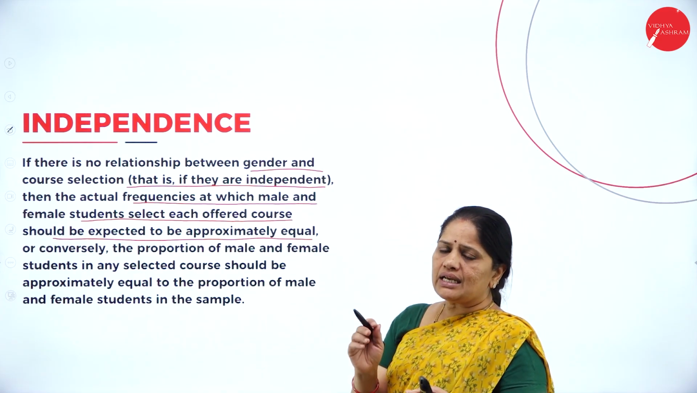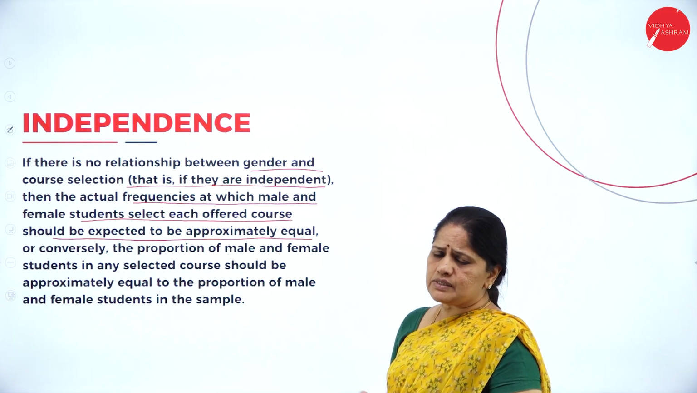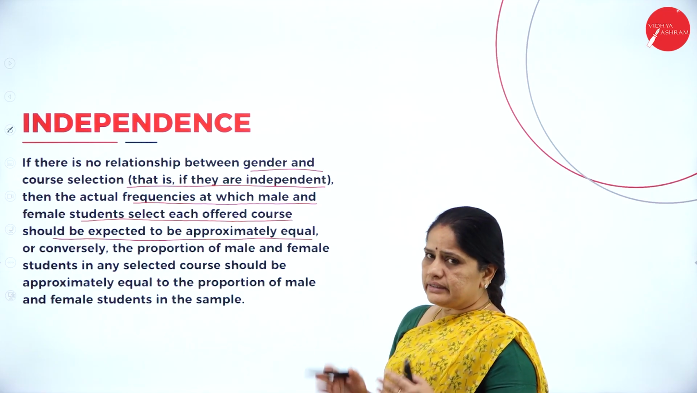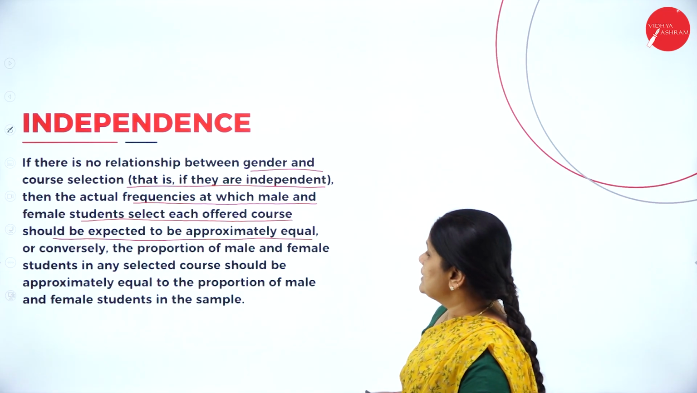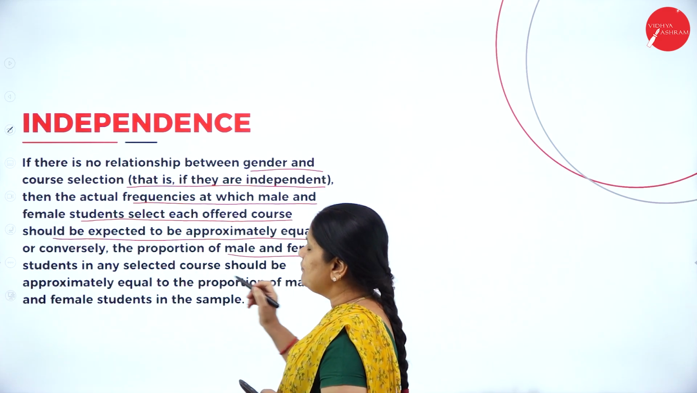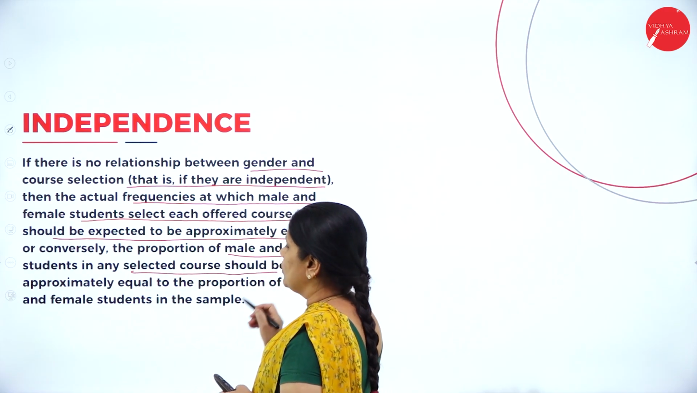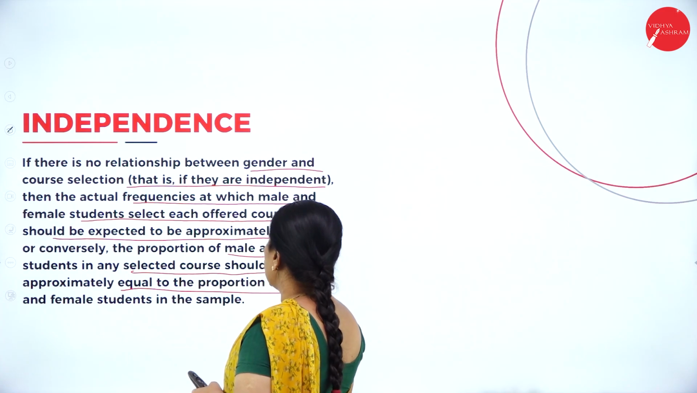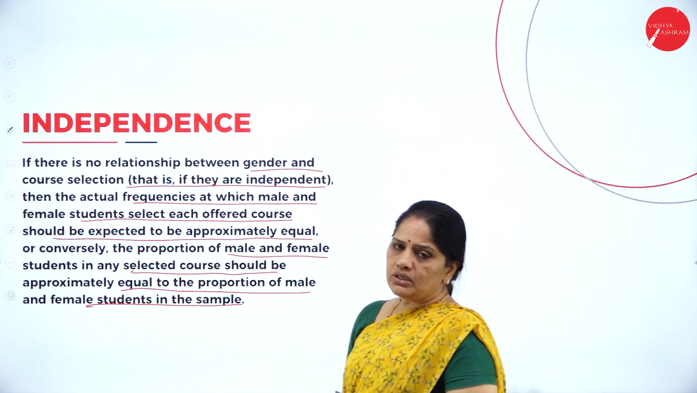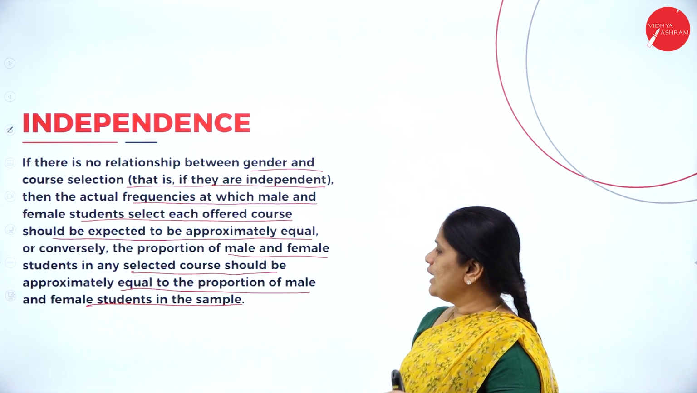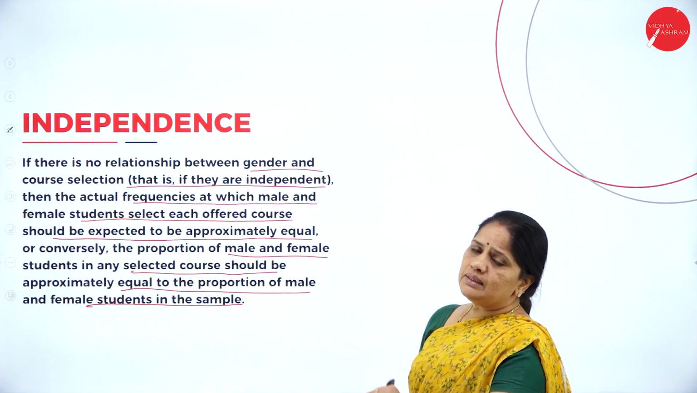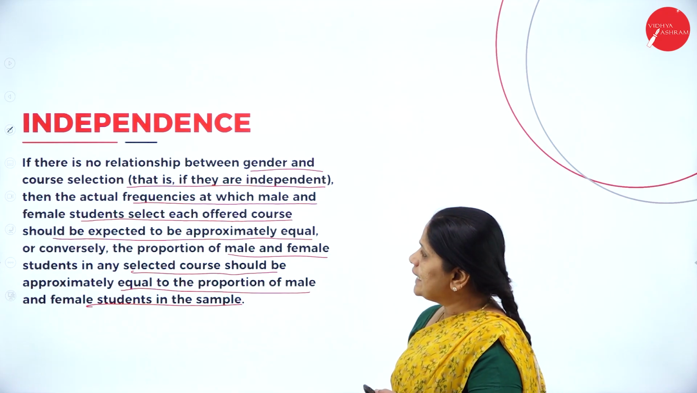Whether it is engineering or the medical field or any other, whether it is BCom, BBA or BCA, if the gender is independent of the course selected, then we can expect that the frequency should be approximately equal, or the proportion of the male and female students in any selected course should be approximately equal to the proportion of male and female students in the sample. So, the frequencies will be more or less equal when the proportion of male and female students and the proportion of the course choice are both equal.